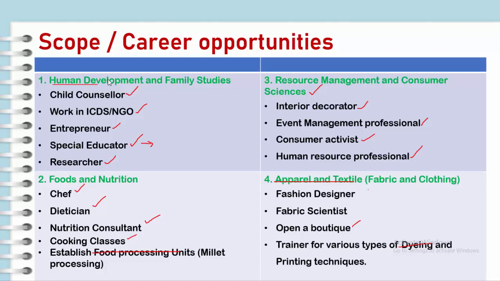Coming to food and nutrition, you can become a chef, dietitian, nutrition consultant. You can organize cooking classes. You can establish food processing units. When it comes to resource management, you can become an interior decorator, event management professional, a consumer activist, or a human resource professional. If you're good at apparel and textiles, you can become a fashion designer, a fabric scientist. You can even open your own boutique. You'll be trained in dyeing and printing technology.